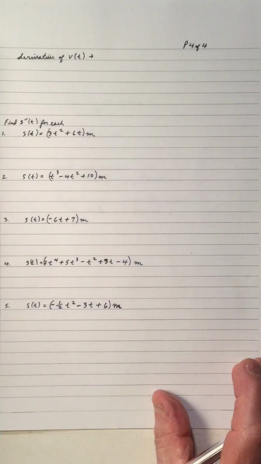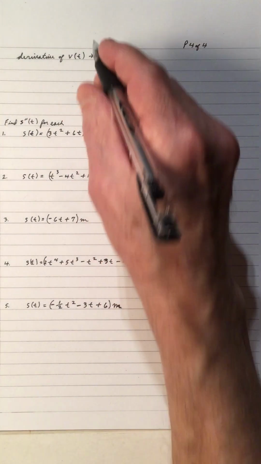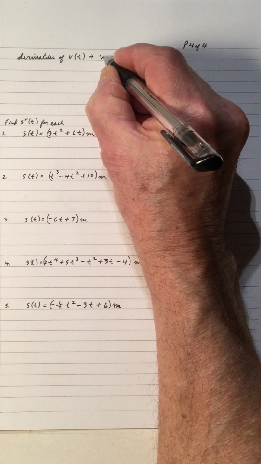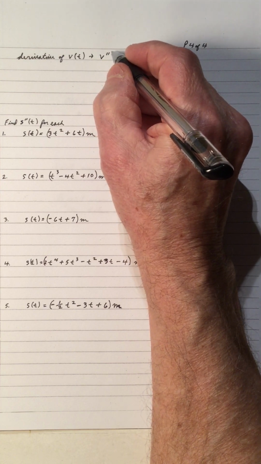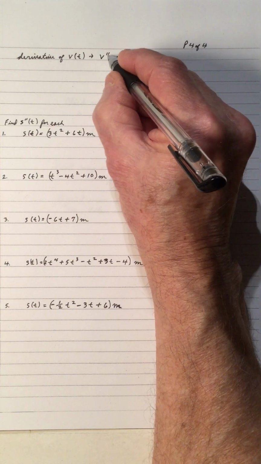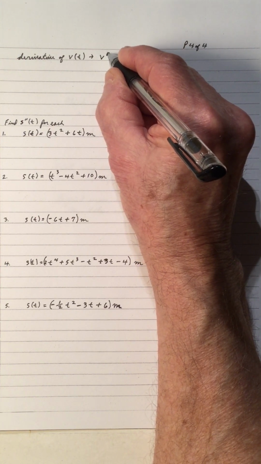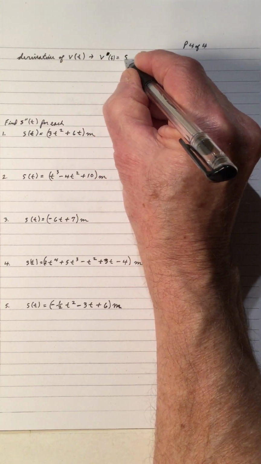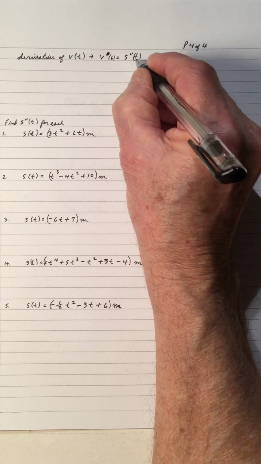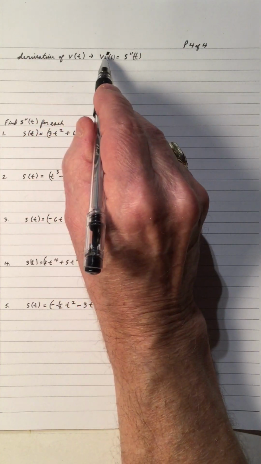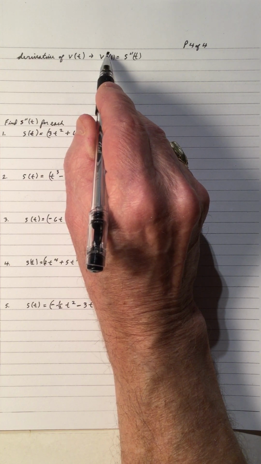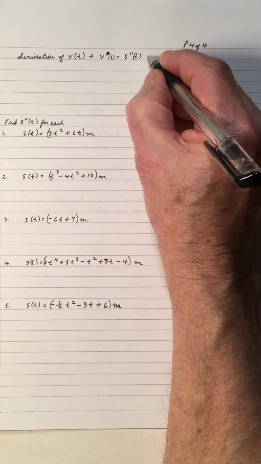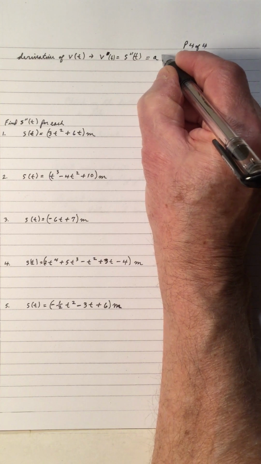So what about the double derivative? What about the derivative of velocity? The derivative of the velocity is v prime of t, and that's the same as the double derivative of the position. So the derivative of the velocity is the second derivative, s double prime. So what we have is the acceleration, a of t.